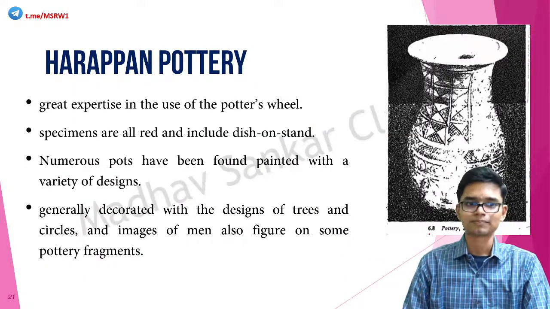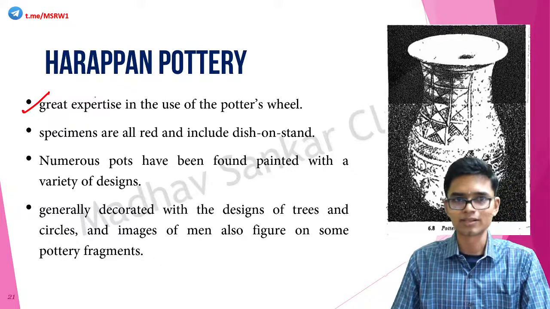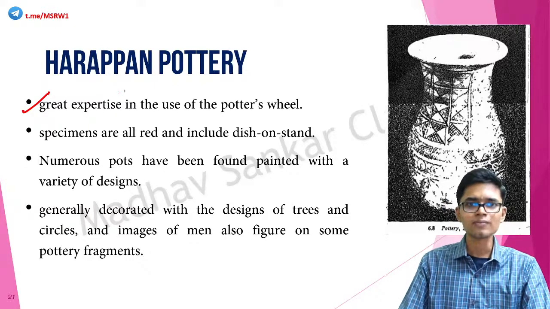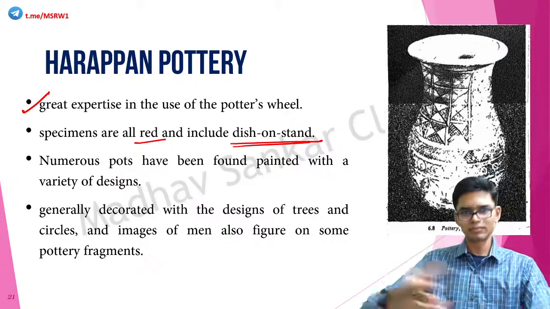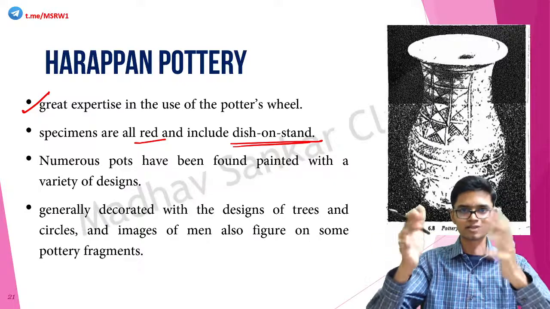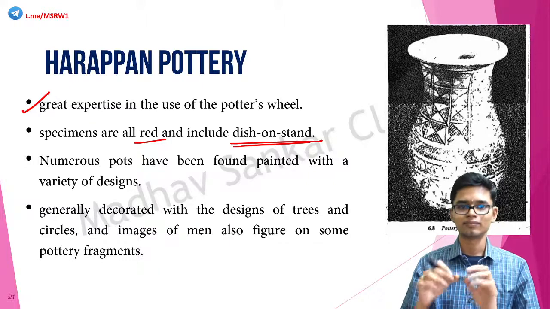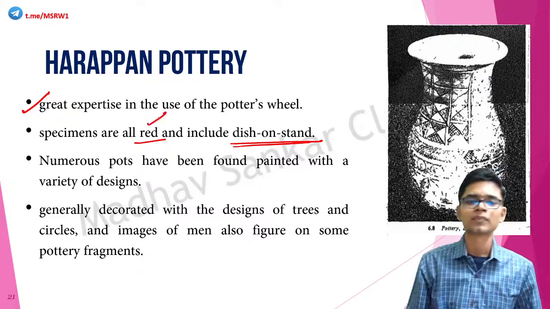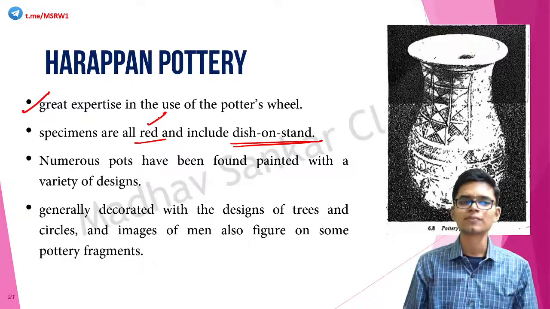Next comes pottery. There has been great expertise in the use of the potter's wheel. I think I have already mentioned this. The potter's wheel was very common by now. Specimens are all red and include dish on stand. Using a potter's wheel, you can create various kinds of shapes and objects, and most of them that have been found are red in color. It also included a dish on stand, which is a particular kind of arrangement.